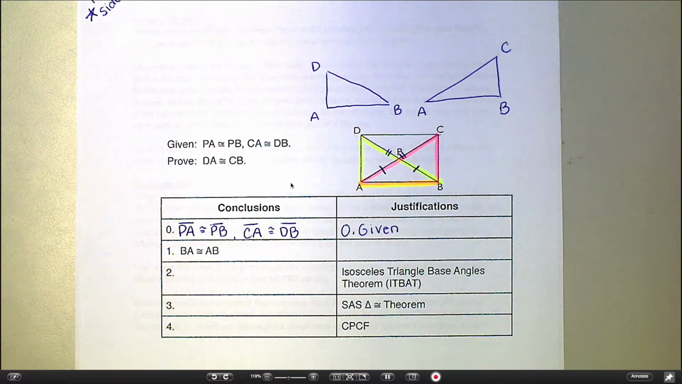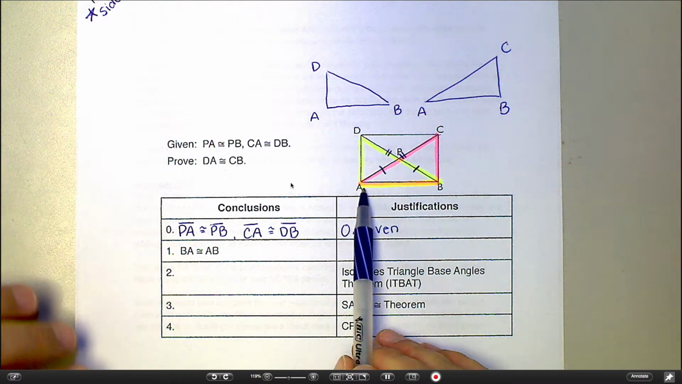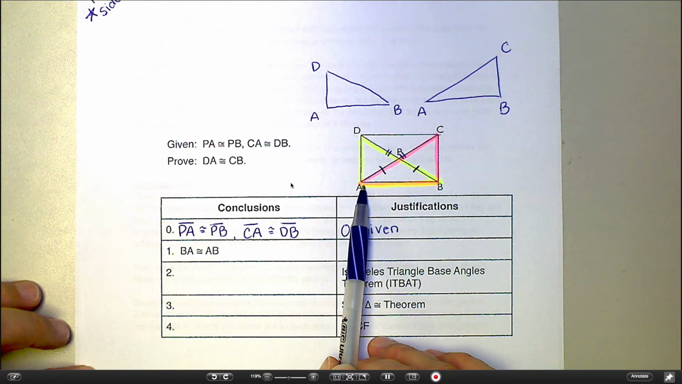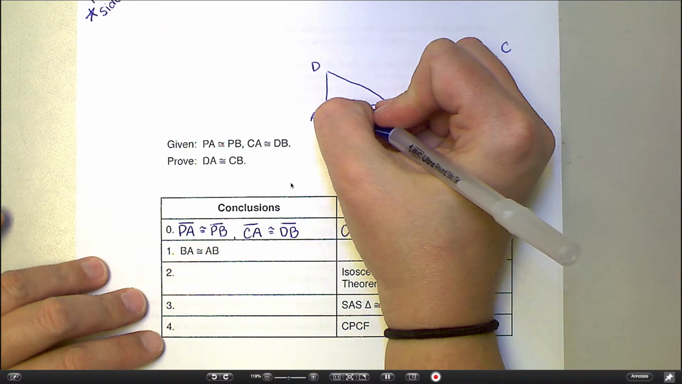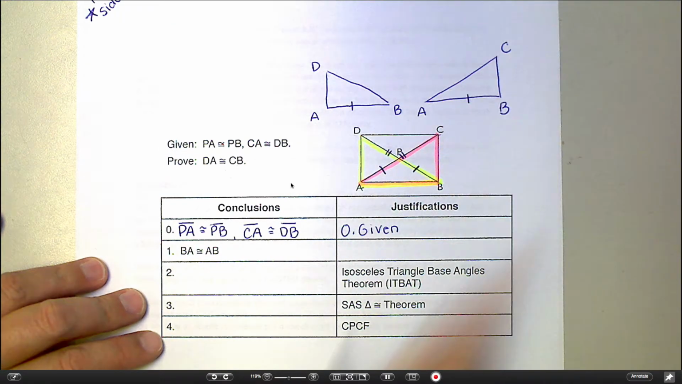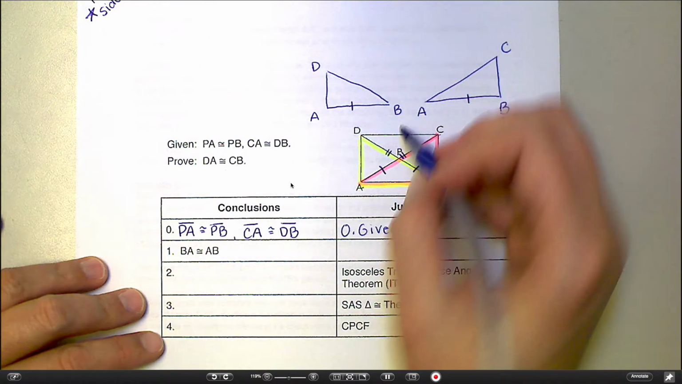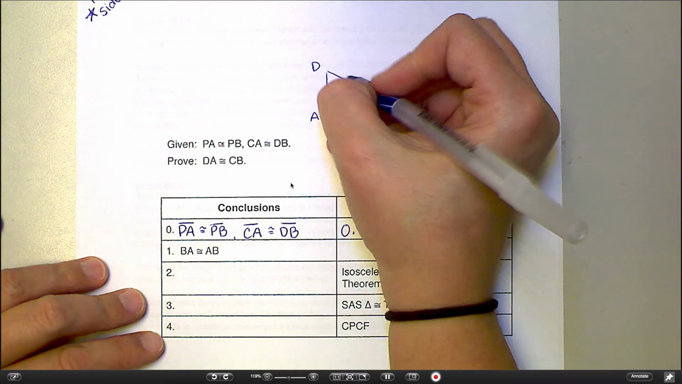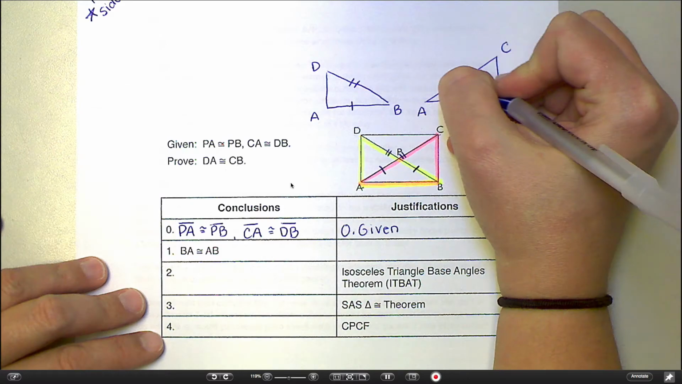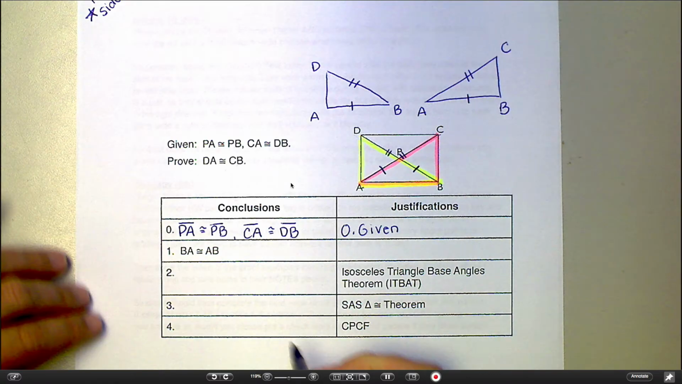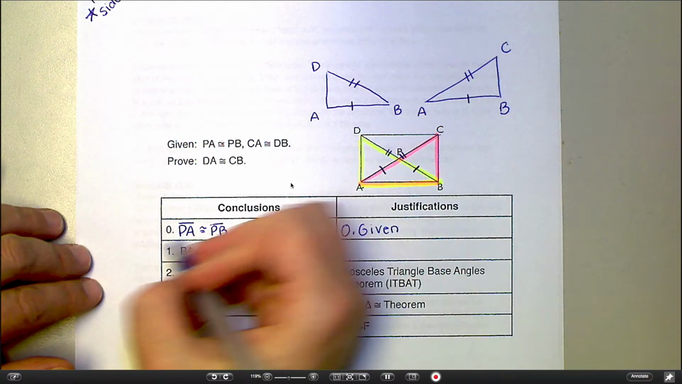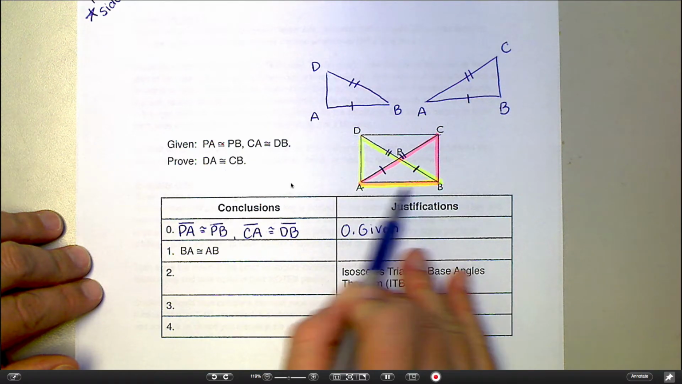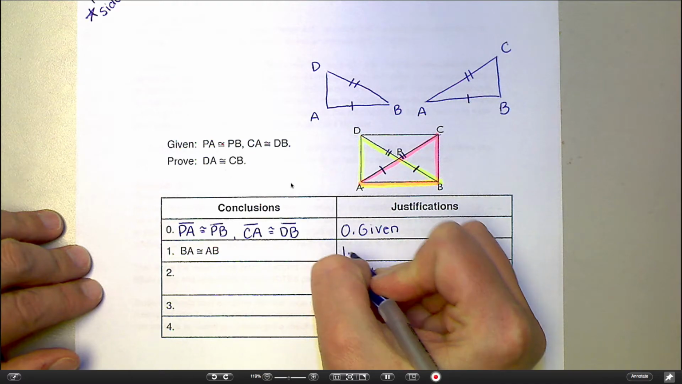Now, taking them apart, though, might make you miss that. Do you see that they share this side in common? AB is congruent to itself. So in my separate pictures, that means this and this have to be equal. And if I translate my given information, I know that these two longer sides have to be equal as well. So I've got this congruent to this. That piece was given. This being congruent to itself is the reflexive property.